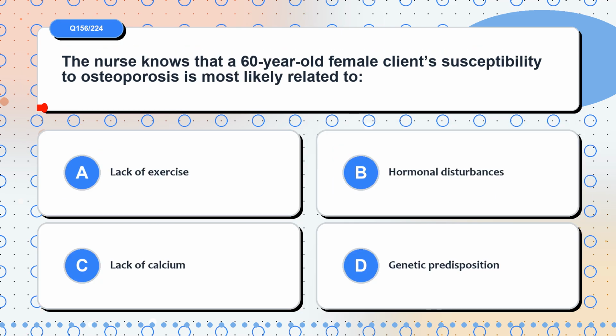Question 156. The nurse knows that a 60-year-old female client's susceptibility to osteoporosis is most likely related to. Here are the options. Option A, lack of exercise. Option B, hormonal disturbances. Option C, lack of calcium. Option D, genetic predisposition.